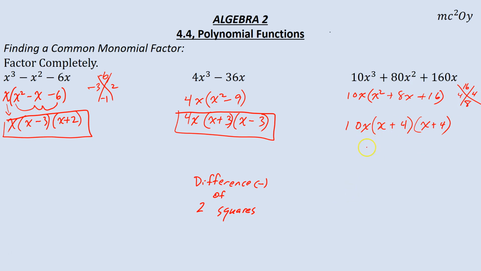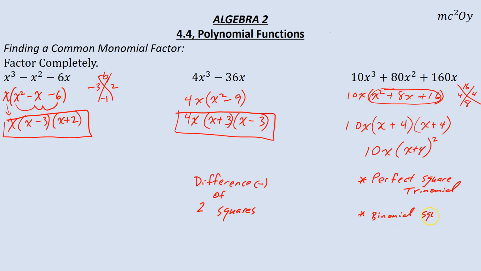Okay? The other way to write this is 10x times, since x plus 4 is the same, we could just say x plus 4 quantity squared. This right here is called a perfect square trinomial, and this little guy right here is called a binomial squared. Okay, so some things we've talked about in the past there.